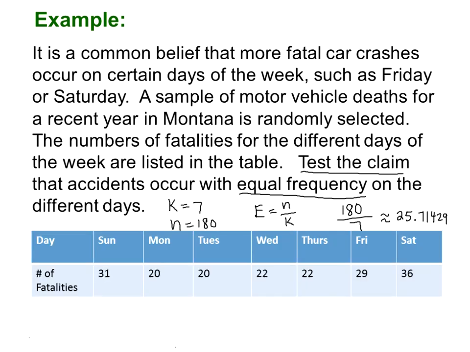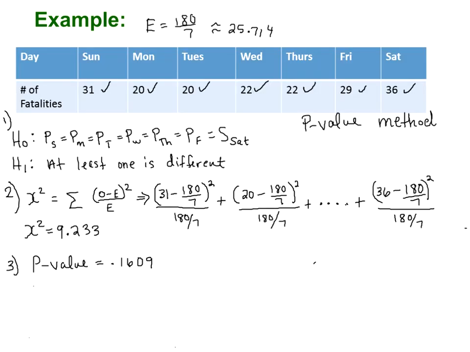Did I give you alpha? I did not give you an alpha. So if I do not give you an alpha, what do you use? Okay, so there it is. 0.05 is what we use. So your p-value is definitely not less than alpha. All right, it's greater than alpha. So what does that say about your null hypothesis?